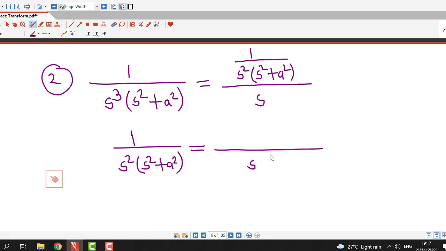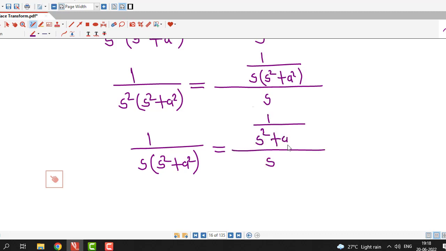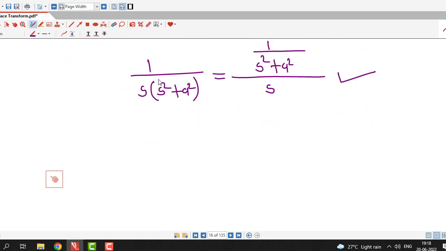That I can write with s in the denominator, and here I write 1 by s into s square plus a square. So to obtain the inverse Laplace transform of this, I require the inverse Laplace transform of 1 by s into s square plus a square. And to obtain that, we again have to write our function as 1 by s square plus a square divided by s. So first we will find the inverse Laplace transform of this, which is required here, and we start with this function.